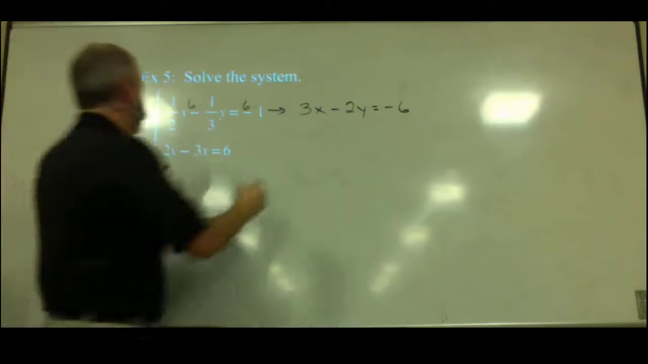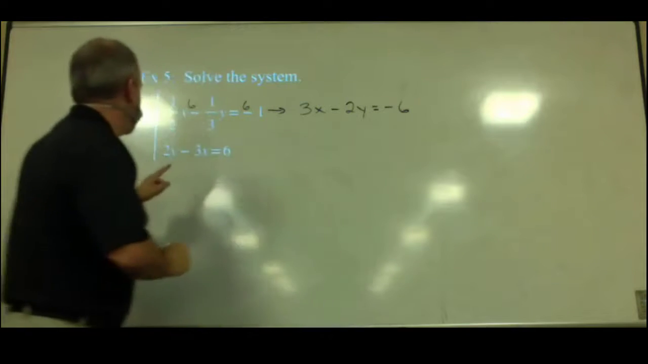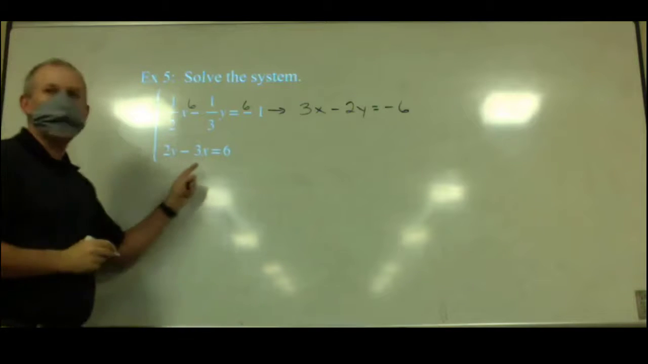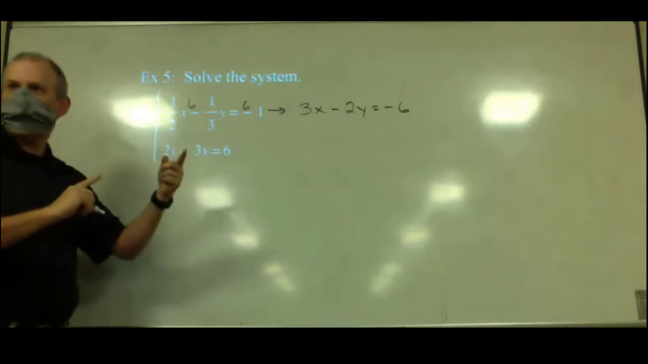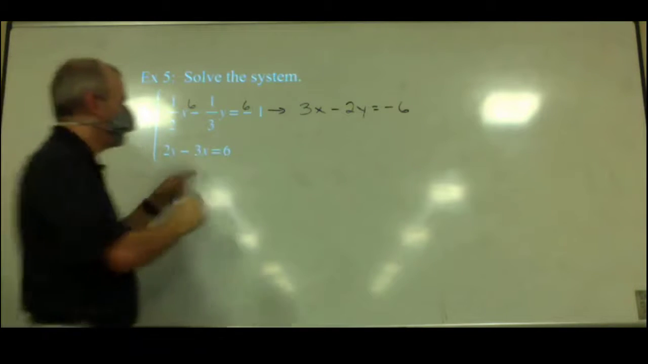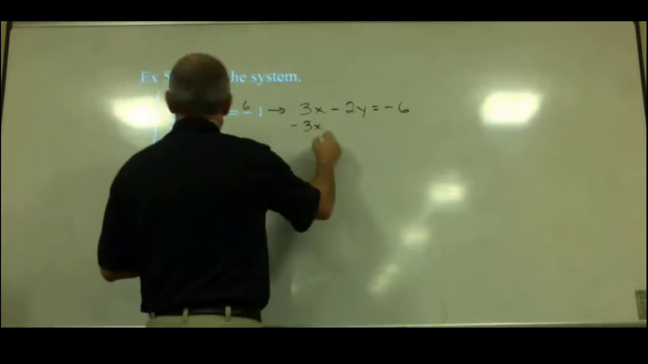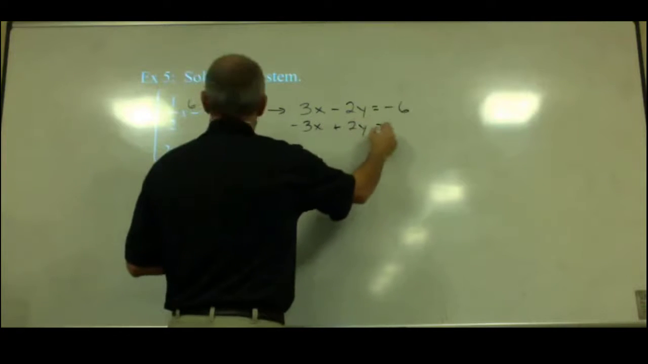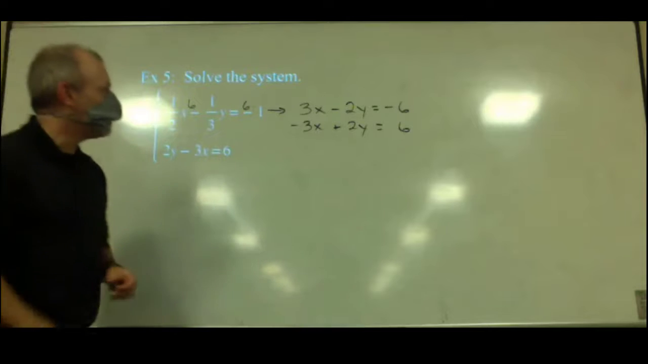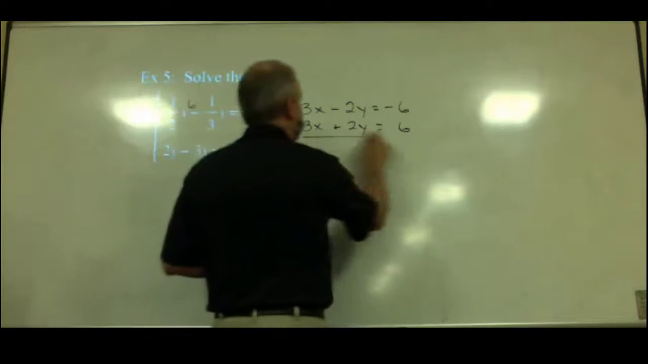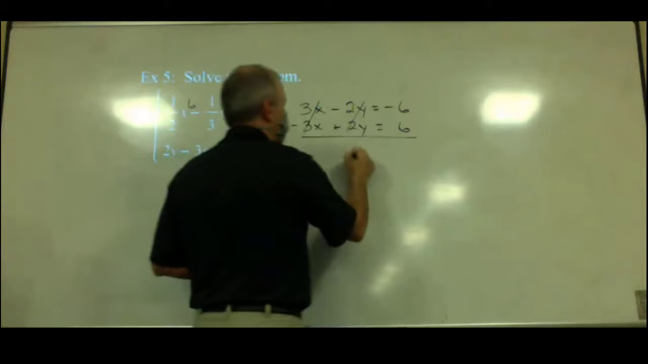Now our bottom one, oh, look at what happened here. You see the order is reversed? Let's line it back up. Okay, let's put the x's first. We're going to have negative 3x. We're going to have plus 2y. And we're going to have 6. Okay, what do you see that happens here? This cancels, that's a 0 equals 0.